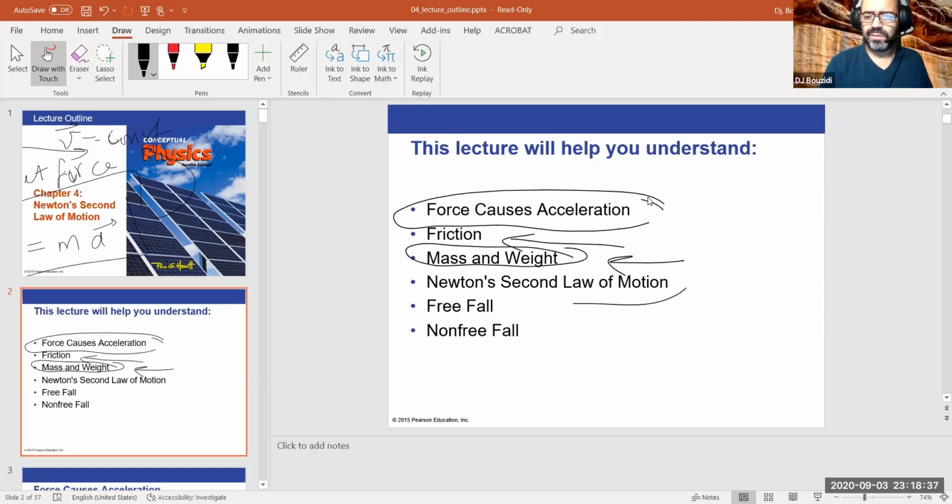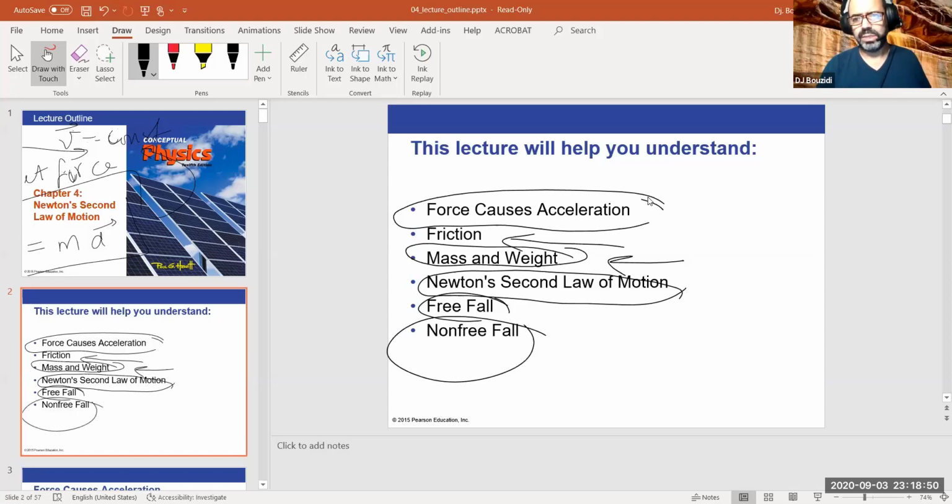Then we state, of course, the second law, which is the objective of this chapter. And then we'll talk about the free fall, which is a daily experience that we can see. And then we'll talk about the non-free fall, basically fall at the value of g. And in here, fall when there is resistance.